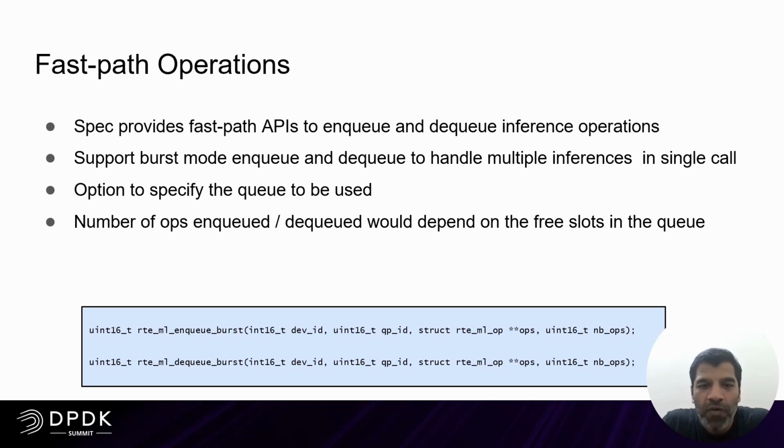The MLDEV spec provides fastpath APIs to enqueue and dequeue inference operations. The APIs support burst mode of enqueue and dequeue to handle multiple inferences in a single call. There is an option to specify the queue pair to be used for the inference operations. Now, the number of actual ops that are enqueued or dequeued would depend on the free slots available within the queue. The two APIs that we're talking about are the RTE ML enqueue burst and then the RTE ML dequeue burst.